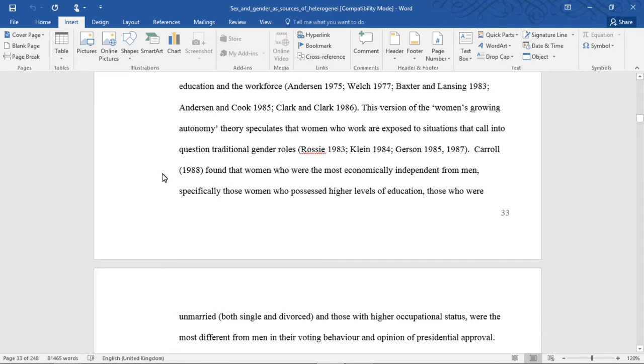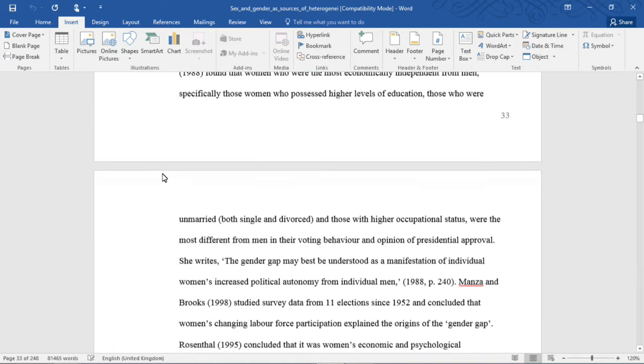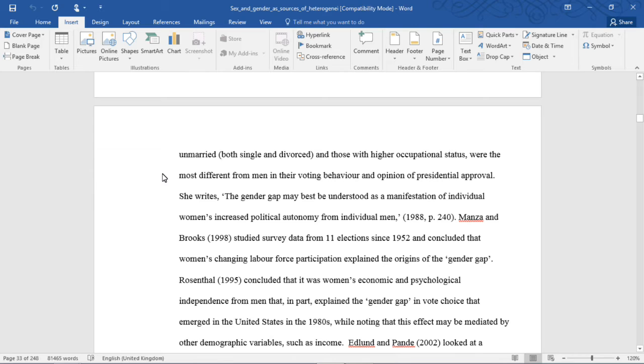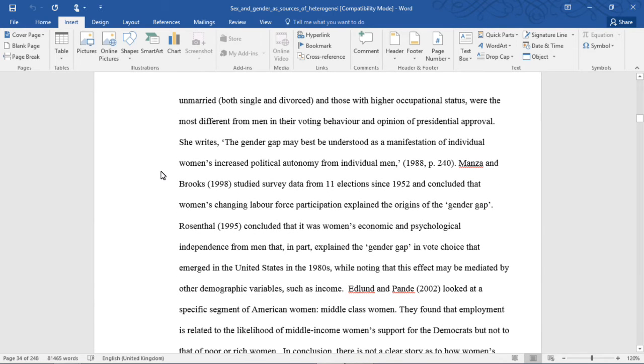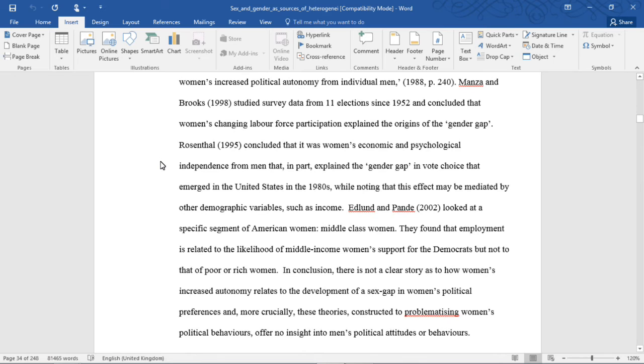Carroll found that women who were the most economically independent from men, specifically those women who possessed higher levels of education, were unmarried, both single and divorced, and had higher occupational status, were the most different from men in their voting behavior and opinion of presidential approval. She writes, "The gender gap may best be understood as a manifestation of individual women's increased political autonomy from men," end quote. Manza and Brooks studied survey data from 11 elections since 1952 and concluded that women's changing labor force participation explained the origins of the gender gap.